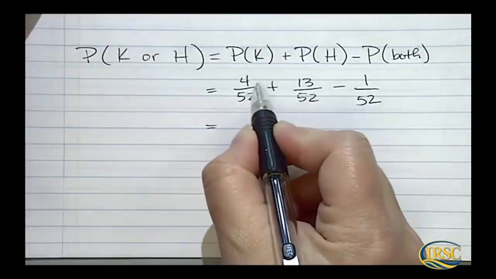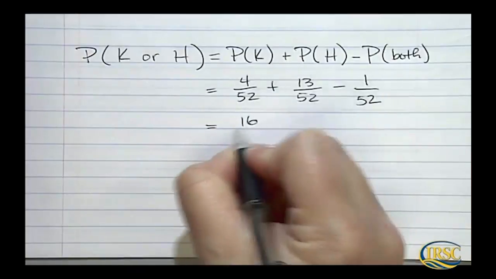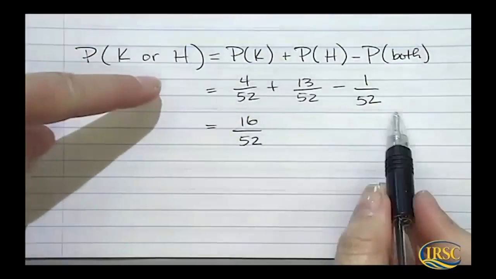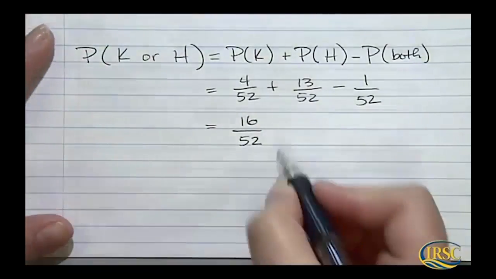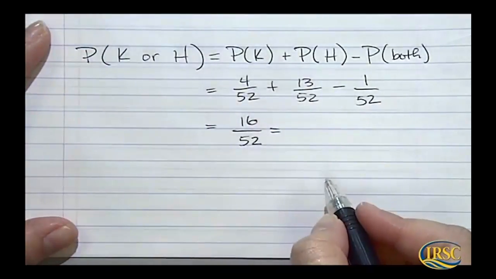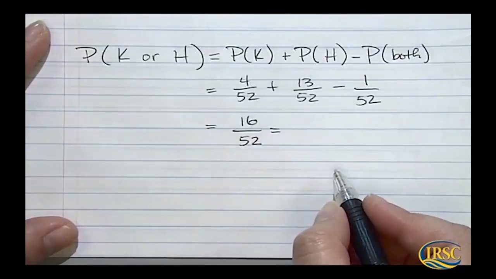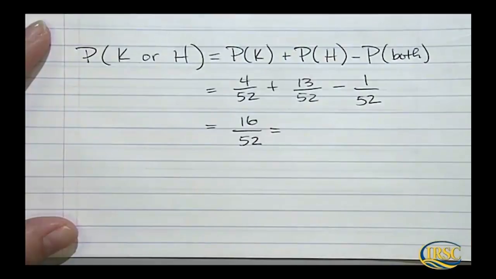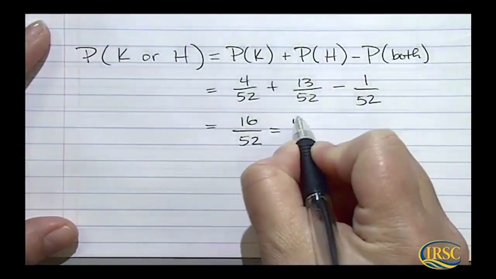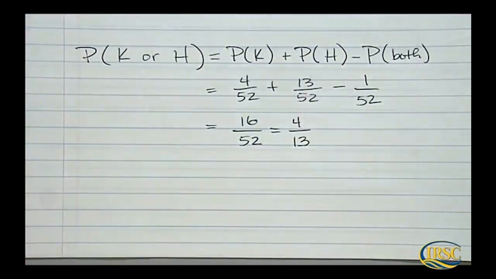All right, so adding, we get 4 plus 13 is 17, minus 1 is 16 over 52. So notice that this was the only time I did not want to reduce yet, not until we get to the very final answer. And so what does that reduce to? Start with a small number. If you've been dividing by 4 so far to reduce, right, 4 goes into 16 4 times, and into 52 13, and then that's it. So 4 out of 13.